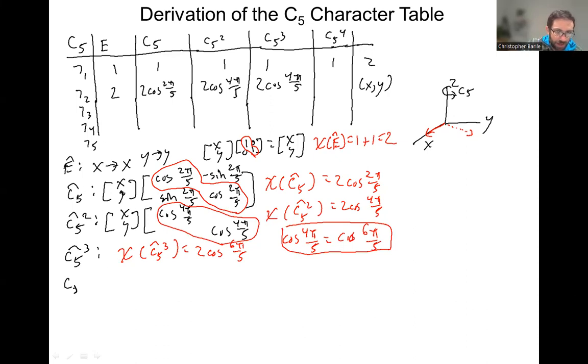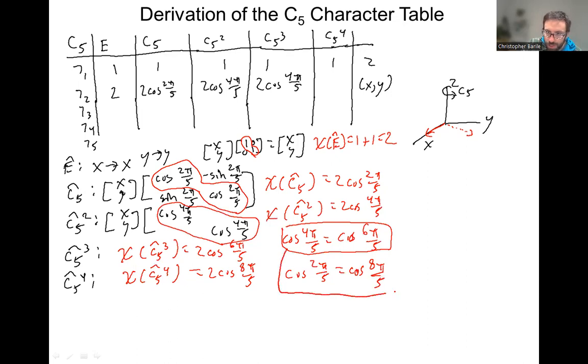Okay, C5 4 times, the last operation. Chi of C5 4, just following our little pattern here, is going to be cosine 8 pi over 5 along both diagonals. So we're going to get 2 cosine 8 pi over 5. And another one of these relationships, cosine 2 pi over 5, if you look at the unit circle, is equal to cosine 8 pi over 5.